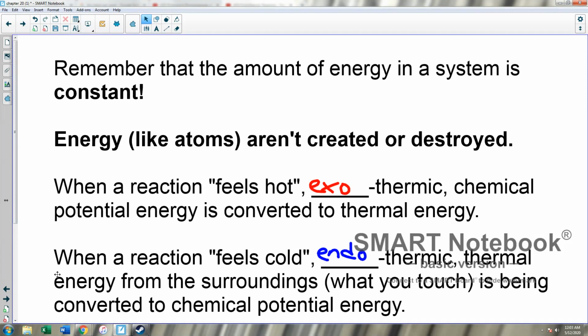So that's all I wanted to say for the introduction to reactions, and I have an activity that we're going to do later on this week.